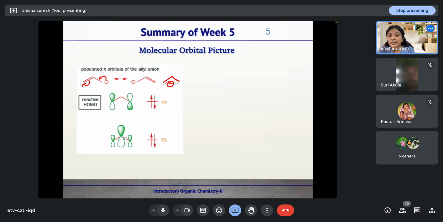So here, this is the psi 1 of this allyl anion, and this is the psi 2, where one node is there. So this psi 2 is the reactive HOMO because this is the highest occupied molecular orbital.